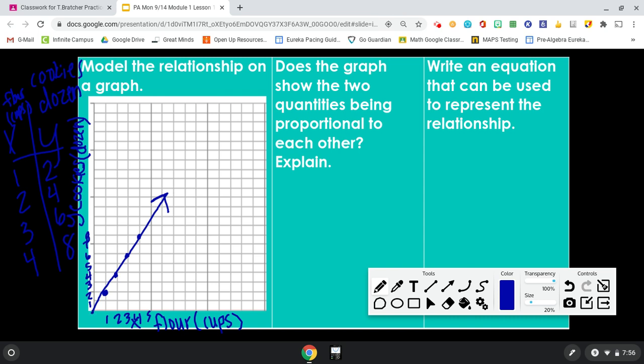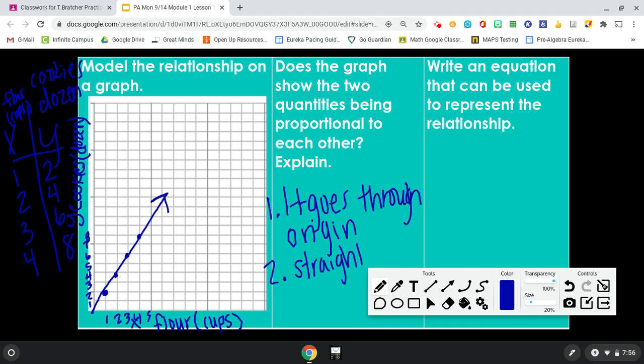And you do want to always connect these values to see if it's a straight line and that origin. So does the graph show the two quantities being proportional to each other? I just kind of gave that away. Yes, it goes through the origin, which is, remember, one of the things that we have to have. And the second thing that we have to have is a straight line. Now remember, that line really goes on forever, but we'll just stop it at that middle.